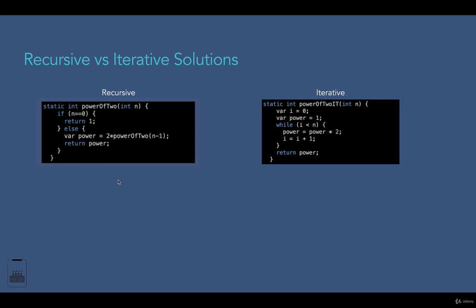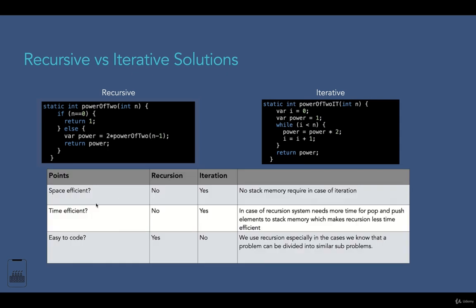So the question is, does recursion always work better than iteration? The answer is no. Each of these approaches has its advantages. We use recursion especially in cases where we know that a problem can be divided into subproblems. And when we deal with data structures like trees and graphs, the usage of recursion is more efficient. The table below describes the differences between recursion and iteration.